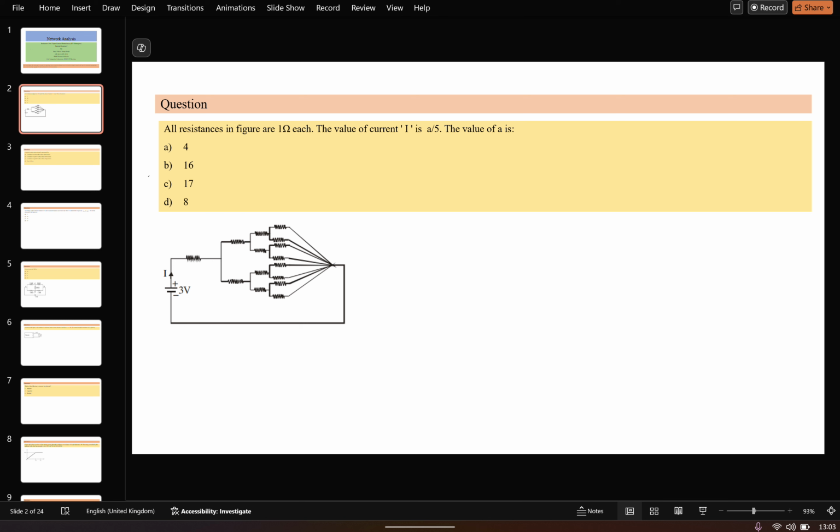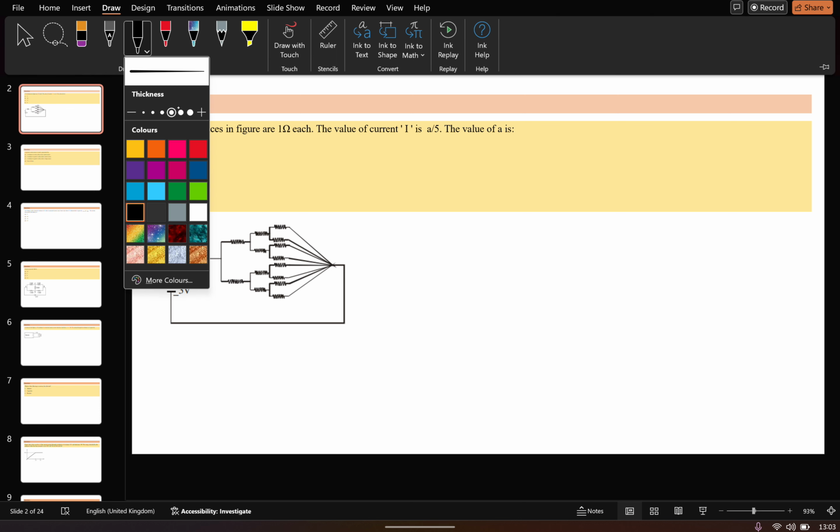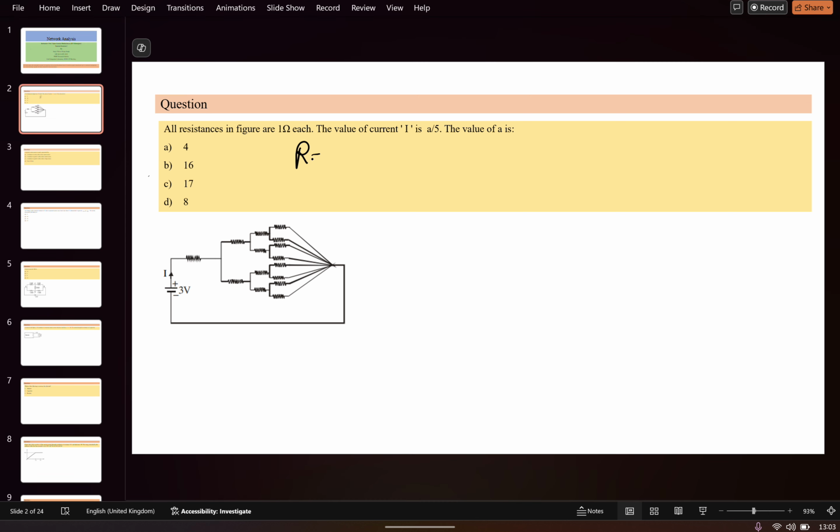Okay, so let me solve this question. All the resistances are the same. If you see from the figure itself, all resistances are given as R, and all resistances are equal to 1 ohm. So R is equal to 1 ohm. In this part, one resistance is connected, and then two parallel resistances are connected. Now this is connected to one common node.